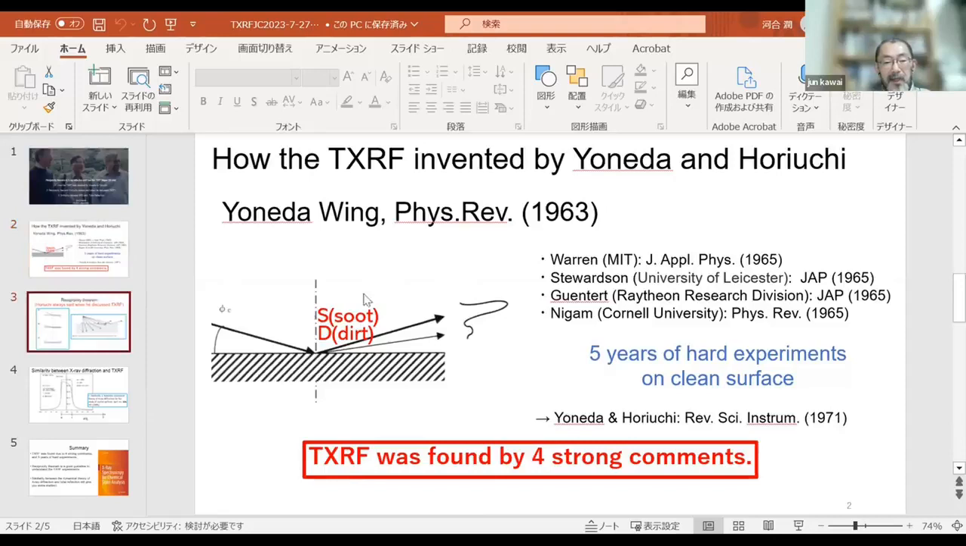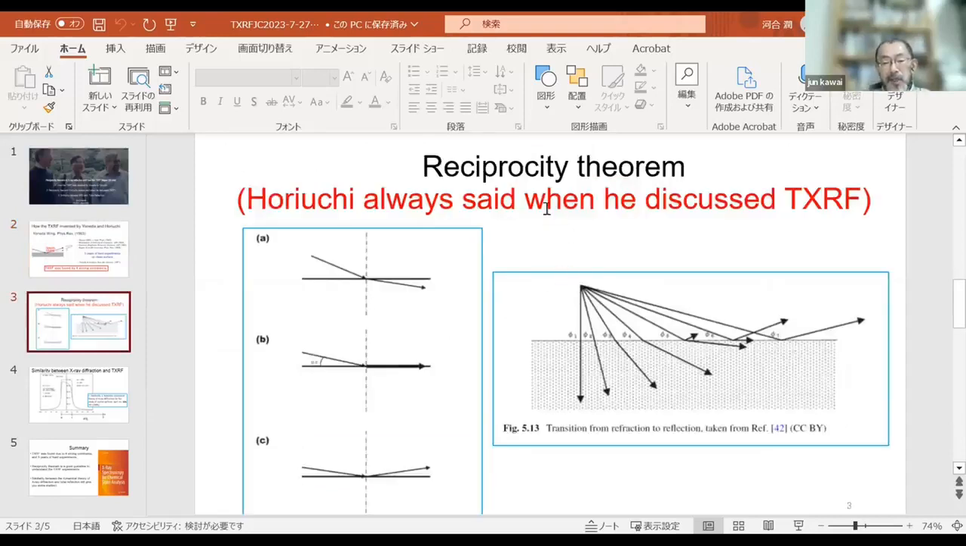experiments. I'd like to change my topic to the reciprocity theorem. And Horiuchi always said when he discussed TXRF, so this is the grazing incidence X-rays, but not reflected. And this is the critical angle of total reflection. And this is the total reflection. So Horiuchi always said, this is not correct because of the reciprocity theorem.